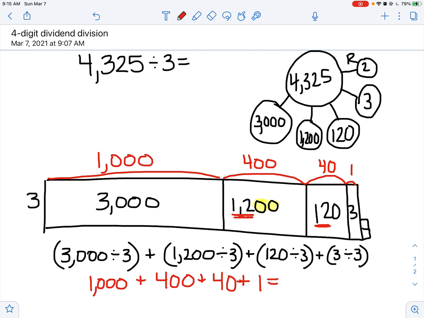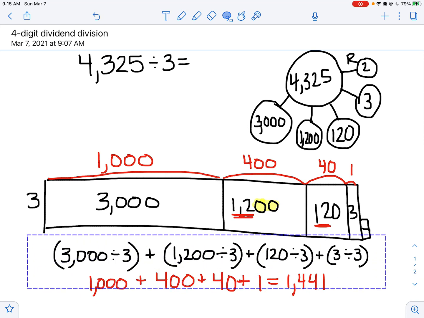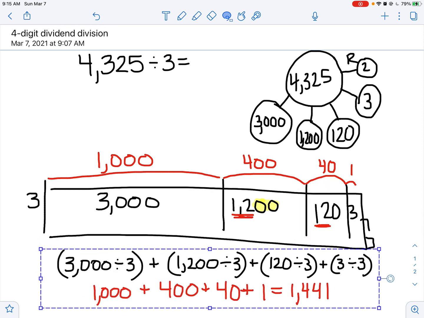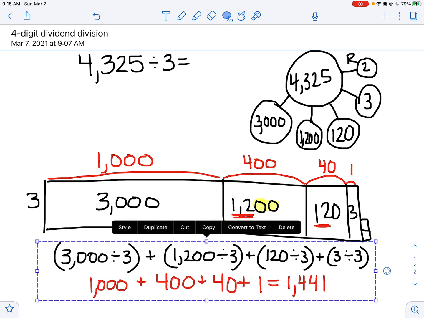So now I'm going to add up all those partial quotients on the sides here, 1,000 plus 400 plus 40 plus 1, and you get 1,441. It kind of writes itself almost, doesn't it? Okay, and I did it a little close, so you guys just keep in mind the mistakes I've made and see if you can avoid them. Uh-oh, better try that again.